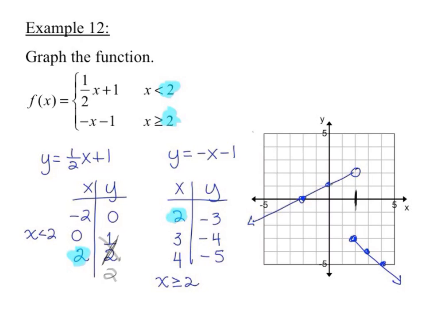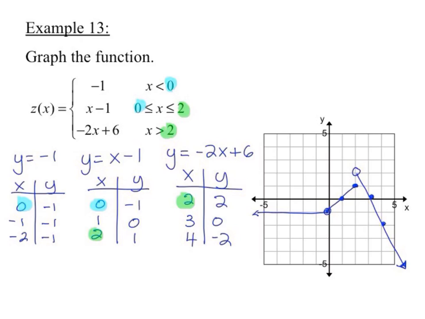The top graph is for everything less than 2, and the bottom graph is everything 2 and greater. It includes the 2, so we're sure to put the closed circle in there at the 2. Okay? So that's how you would graph this piecewise defined function. You have to graph the pieces.